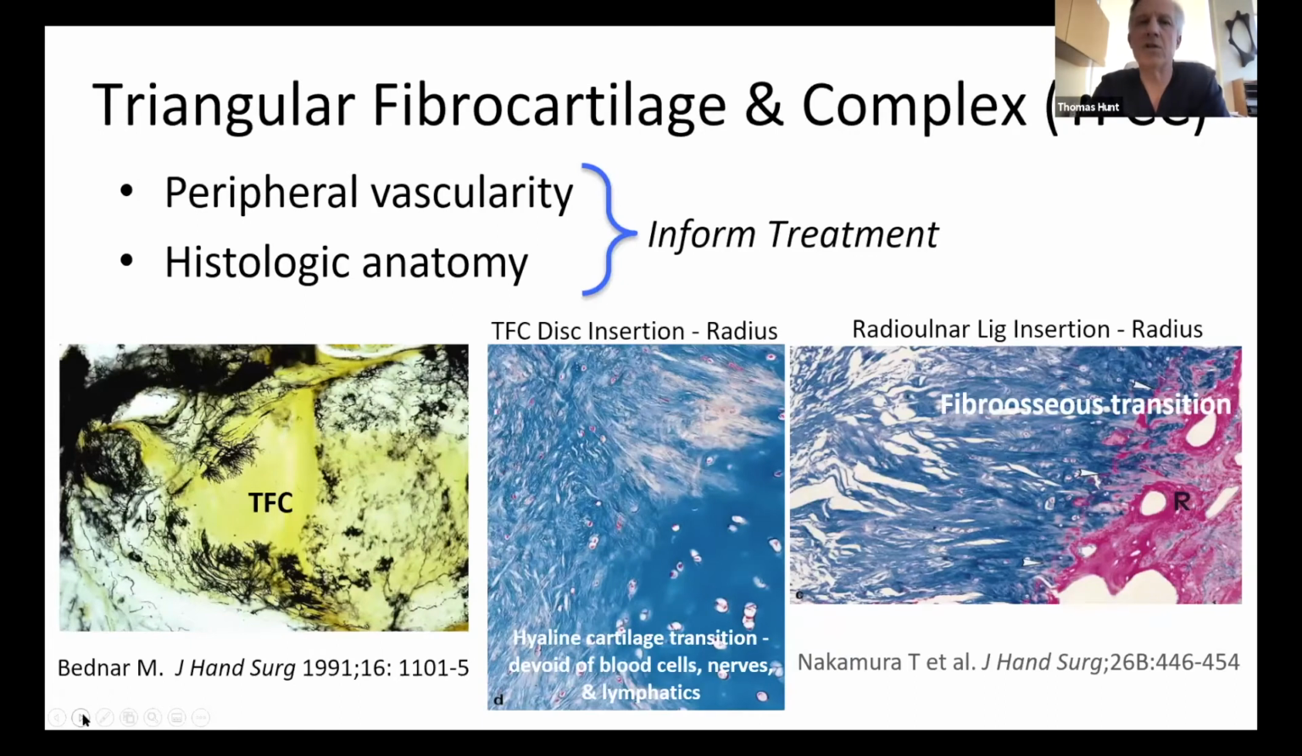It's also important to understand the anatomy from the perspective of vascularity and also histology. You can see on the bottom left, Mike Bednar years ago did an injection study which really informed us that the peripheral 30% or so of the triangular fibrocartilage was vascular. And as we know, repairs or other methods designed to heal typically require vascularity. And so repair on the periphery and debridement in the central portion that's avascular is kind of the norm now. It's also important to understand histology.